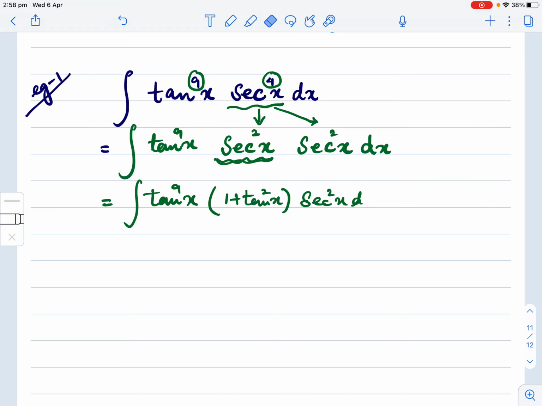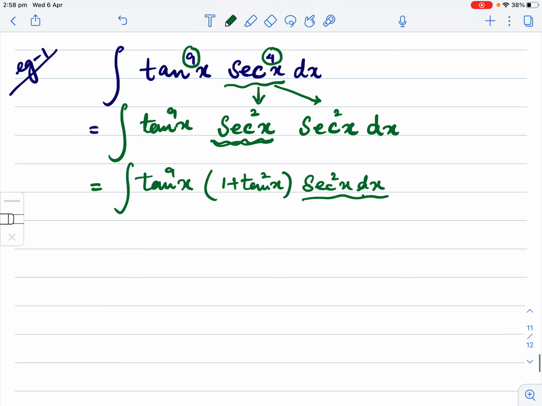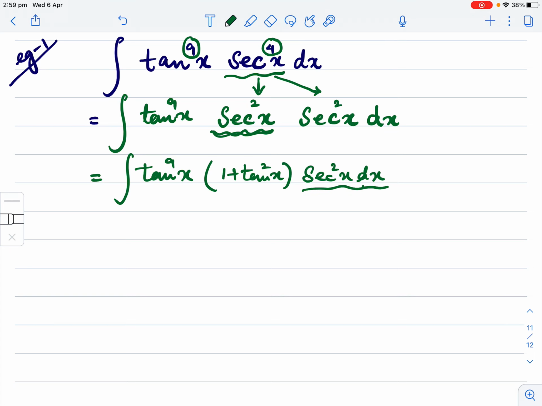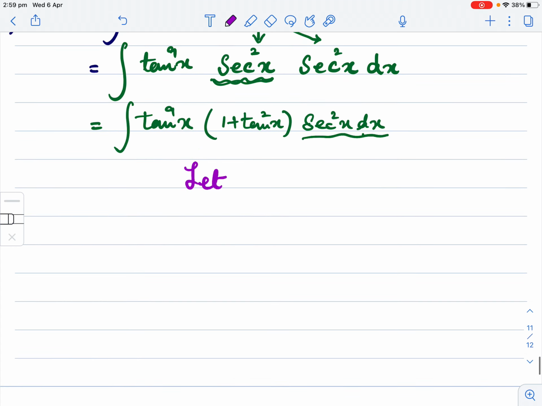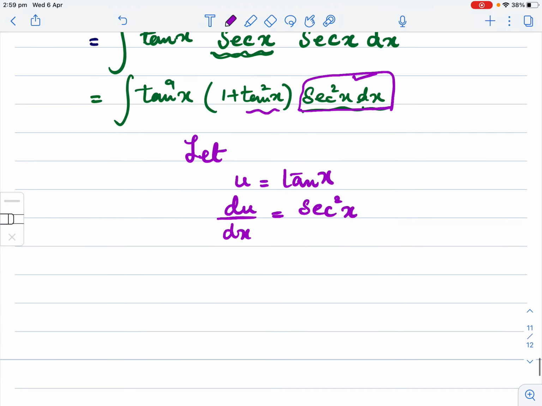Let's remove this one so that we will have more room. I'm keeping this sec square dx because later on we are going to use substitution, and we will need the sec square term later on. Here I can use substitution, and we know that in substitution we take one term equal to u, and here I can take tan x equal to u. Why? Because the derivative of tan is sec square x, which is already present next to it. So when I differentiate it, it is equal to sec square x. This is the reason I was keeping sec square as it is.